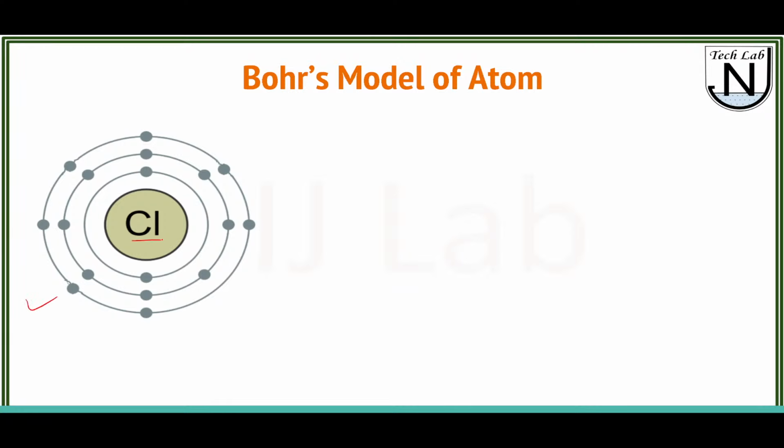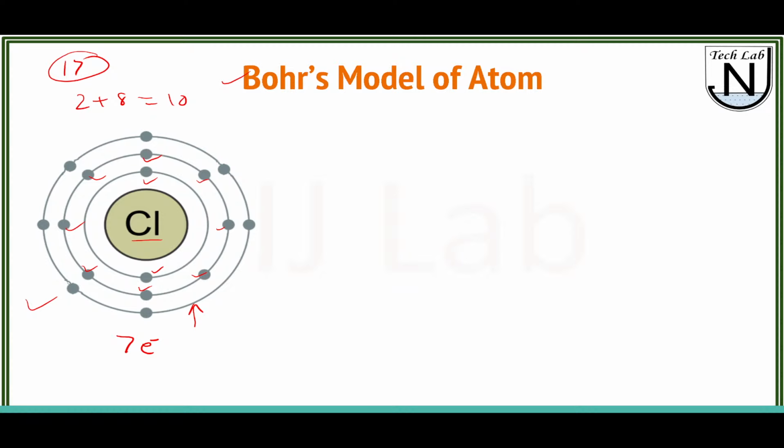Now, chlorine has a total of 17 electrons, and we already know that as per the Bohr model the first shell will have 2 electrons, the next shell will have 8 electrons, right? So 2 plus 8 is 10, and now we are left with only 7 electrons. So in the outermost shell of chlorine we have 7 electrons, right?